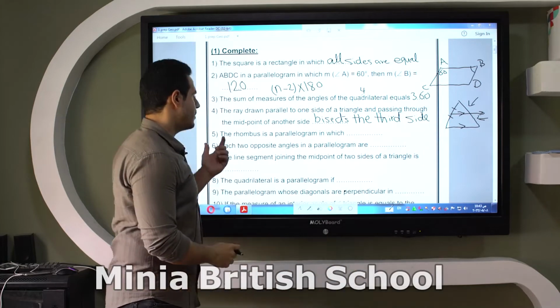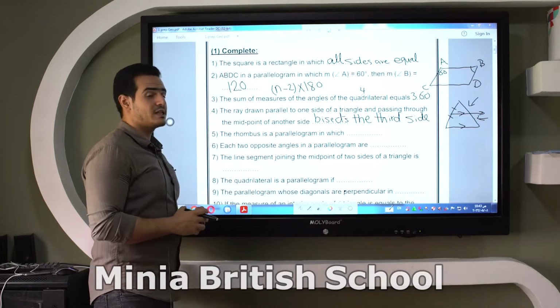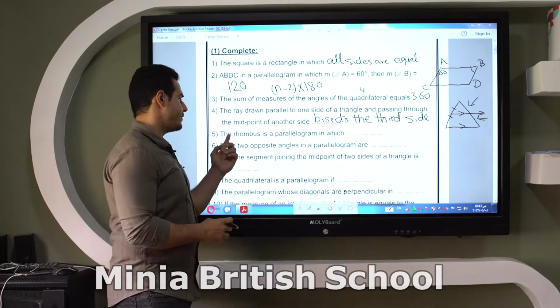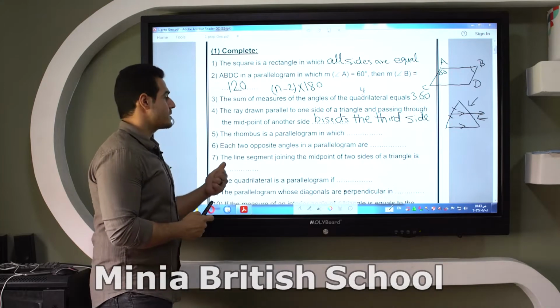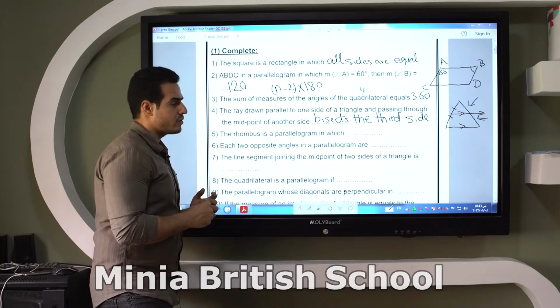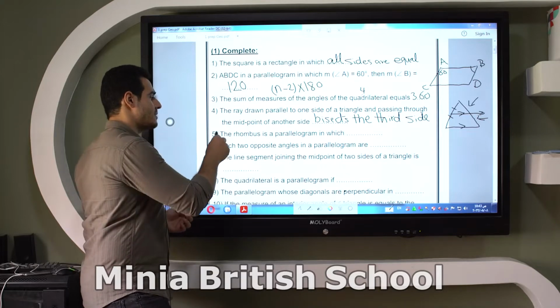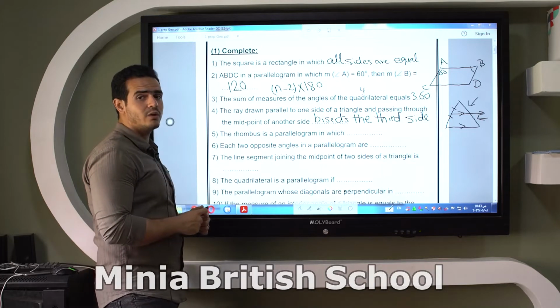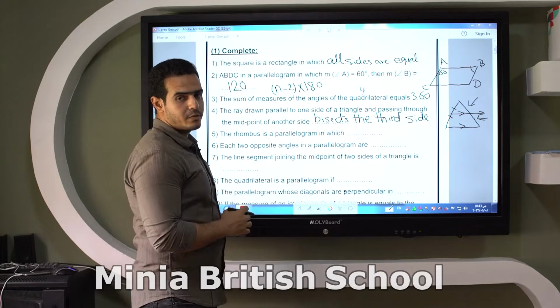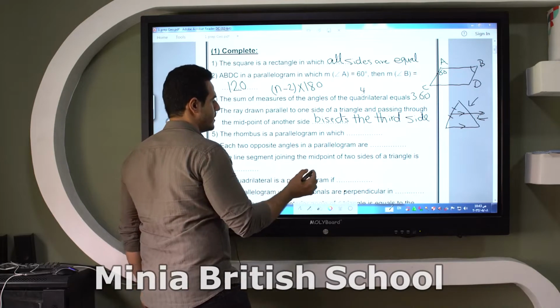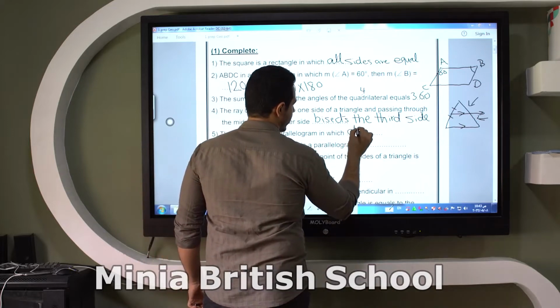Okay. Number 5, the rhombus is a parallelogram. The difference between a rhombus and a parallelogram is that all sides in a rhombus are equal, but in a parallelogram they are not equal. And the second difference is that the diagonals of a rhombus are perpendicular, but in a parallelogram they are not. So I will write any one of them: all sides are equal.